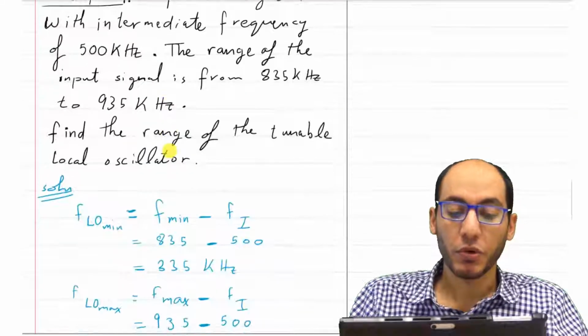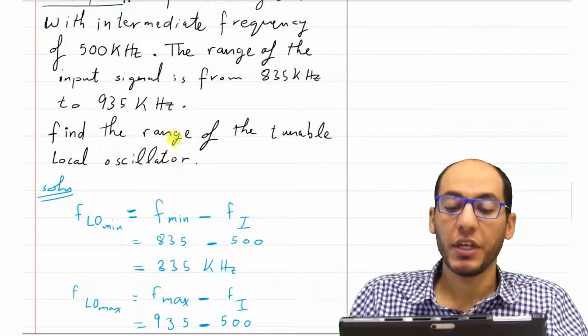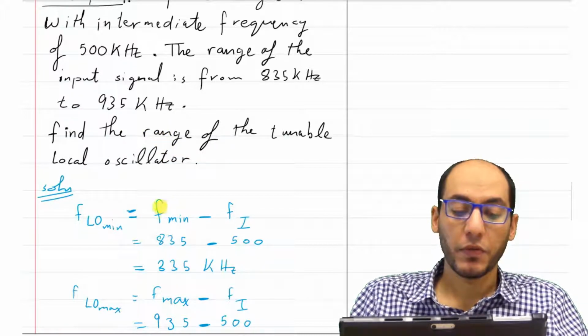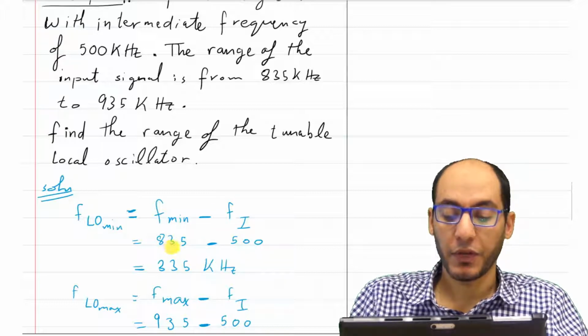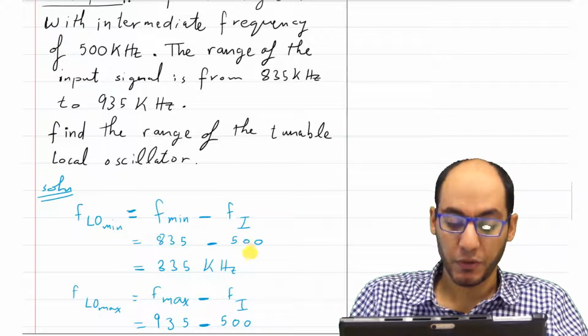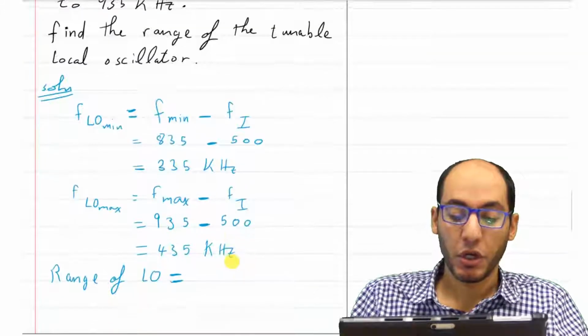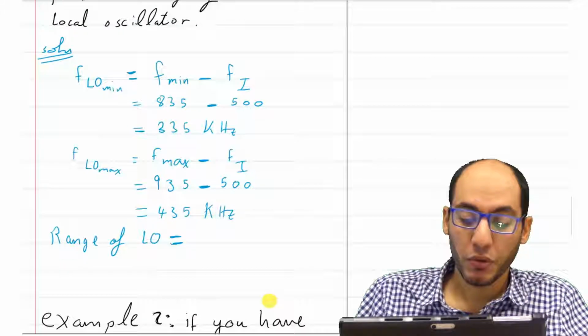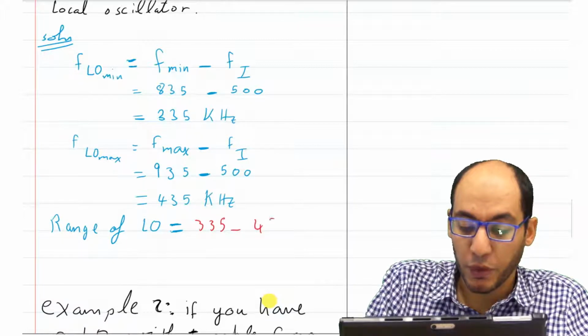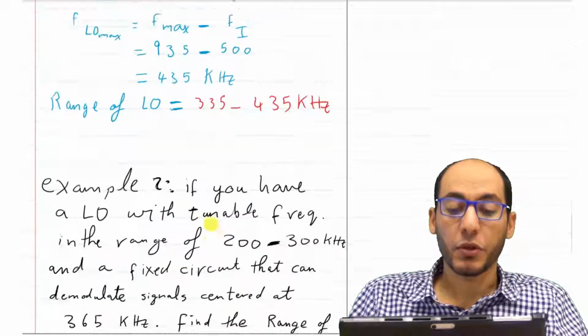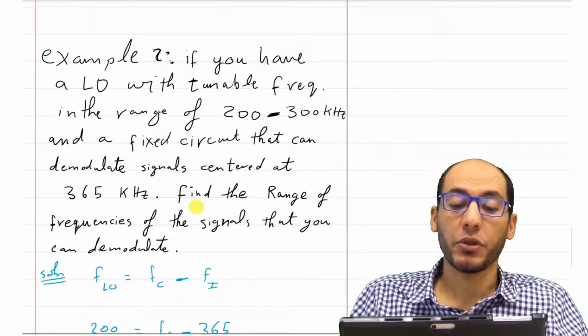So the question is how to find the range of the tunable oscillator. The minimum and the maximum are calculated using the same exact equation. F minimum minus Fi equals 835 minus 500, which is 335 kilohertz. And the same goes for the maximum. So the range is between 335 and 435 kilohertz.